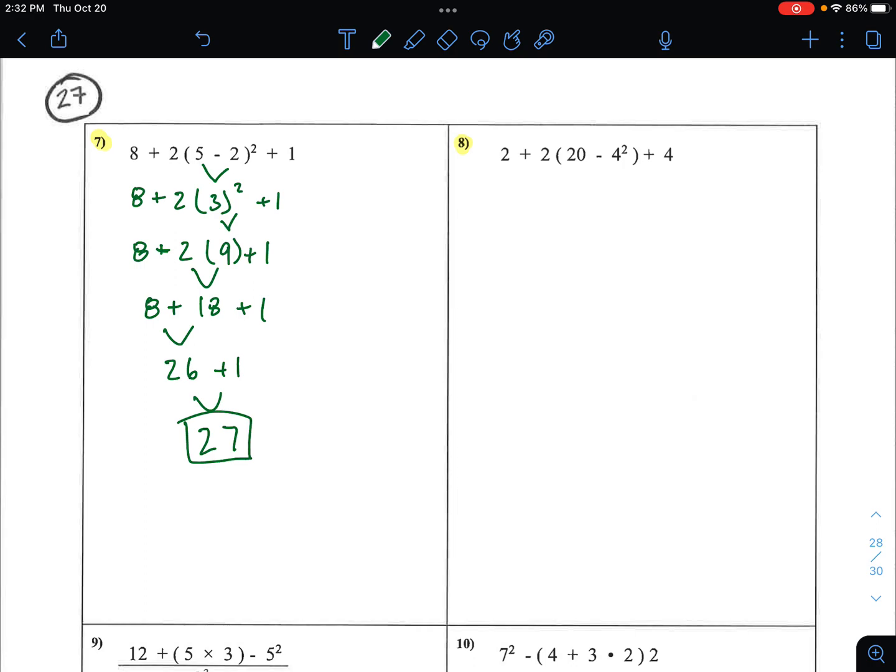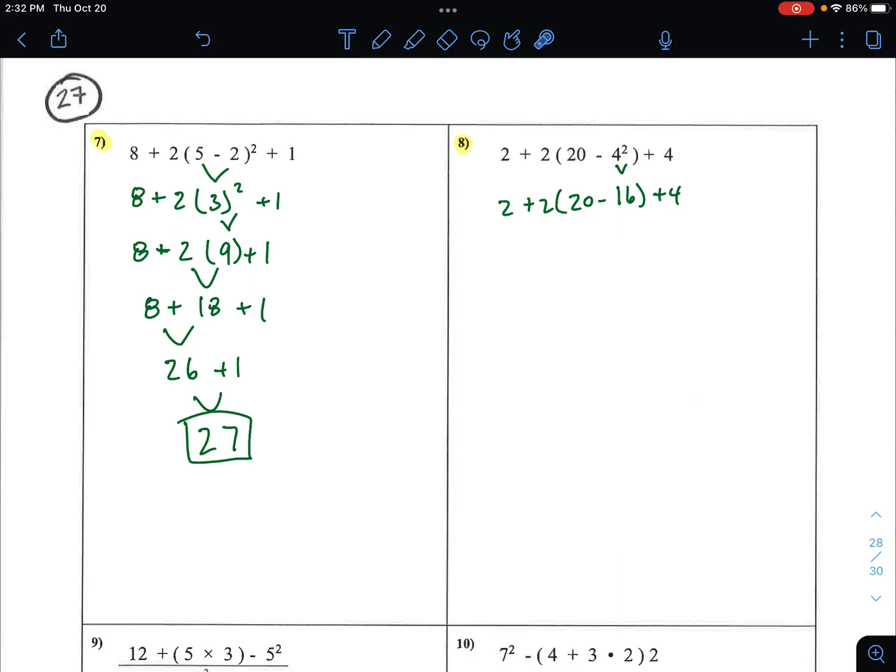Hooray. All right, let's do number 8. This is the one where I do have parentheses, and inside I have subtraction and an exponent. Exponent beats subtraction, so that's 4 times 4, which is 16. It's not 4 times 2. That's a mistake lots of people make. I'm going to bring everything else down: plus the 4, the 2, the plus, the 2.